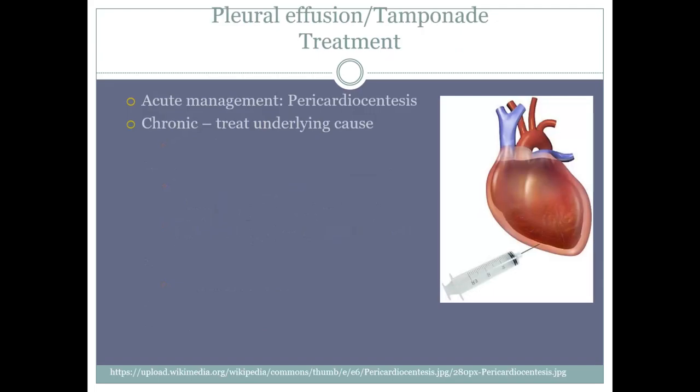And then lastly, just from a treatment standpoint, the only way to really treat cardiac tamponade is to stick a needle in that pericardial space and drain as much fluid as you can so that you relieve the pressure on the ventricles so that they can begin to expand and accommodate the blood as they normally would.